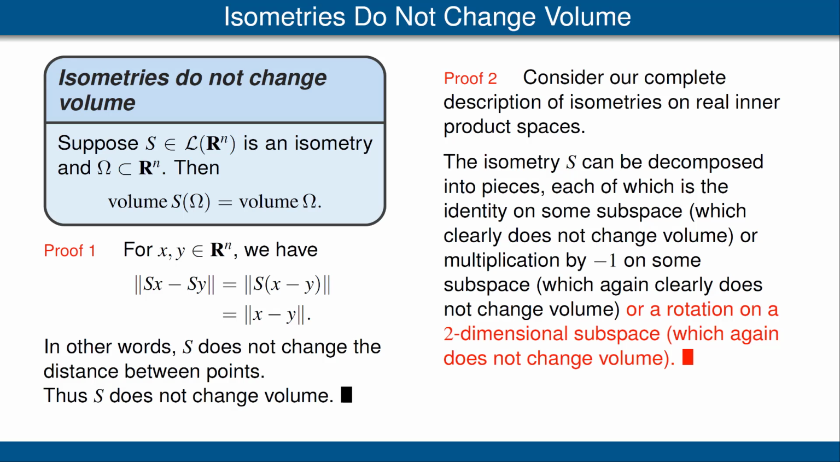And the third piece was rotation on 2-dimensional subspaces. If you think about what rotations do, putting them together, again, that will not change the volume. Thus, using this decomposition, we can quite easily convince ourselves that isometries do not change volume, which is what we wanted to prove.